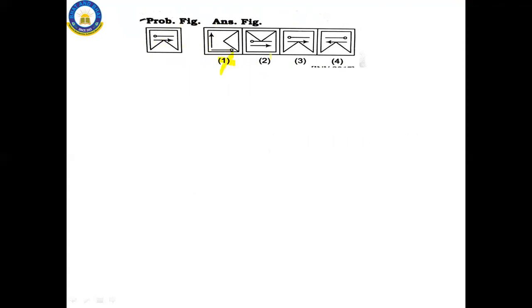Check with the option 2. Yes, it looks the same, but here the problem figure is reversed. So it is not a correct answer. Now check with option 3. Yes, the arrow is moving from left to right and then added. Yes, it is the correct answer.